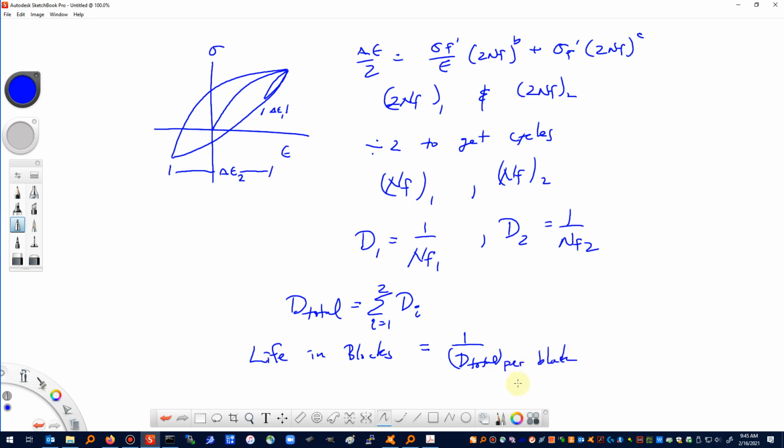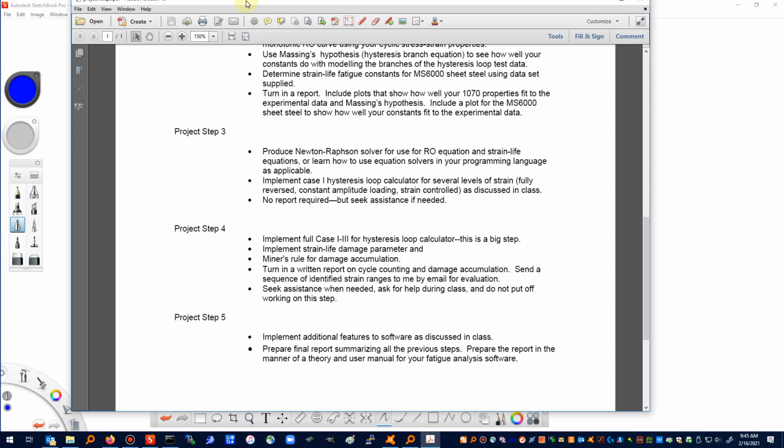And as a minimum, this is what I would like for you to do for your fatigue calculator project, but I want you to also take into account some additional features. So that's where this project step 5 comes in. Implement additional features to software as discussed in class. Okay, so this is the class where we're going to discuss some of those things that you might do, and you're not to be restricted to these things, and it doesn't have to be all of these things. I want you to add something of interest to you that would be meaningful to you, and I expect everybody in class will have something a little bit different.